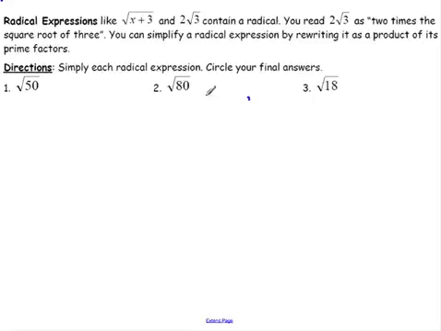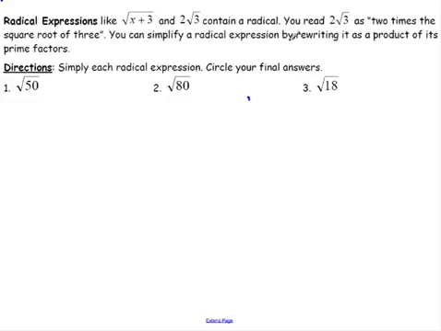It says radical expressions like the square root of x plus 3 and 2 radical 3 contain a radical. That's the symbol that you might see. It looks kind of wacky. You read 2 radical 3 as 2 times the square root of 3. That's how we'll work on saying this out loud, 2 times the square root of 3.